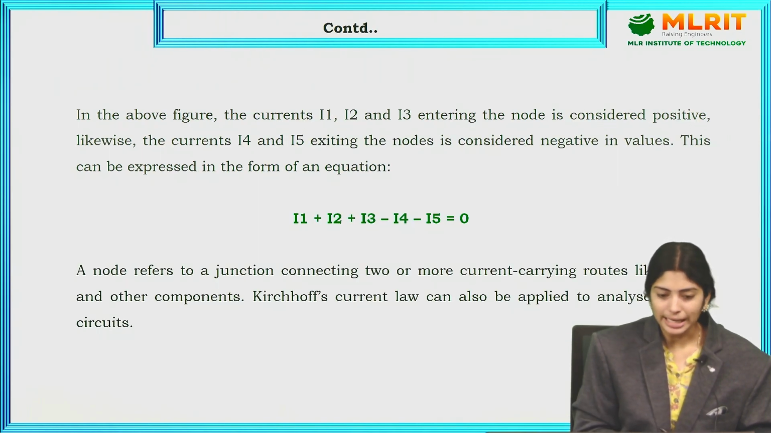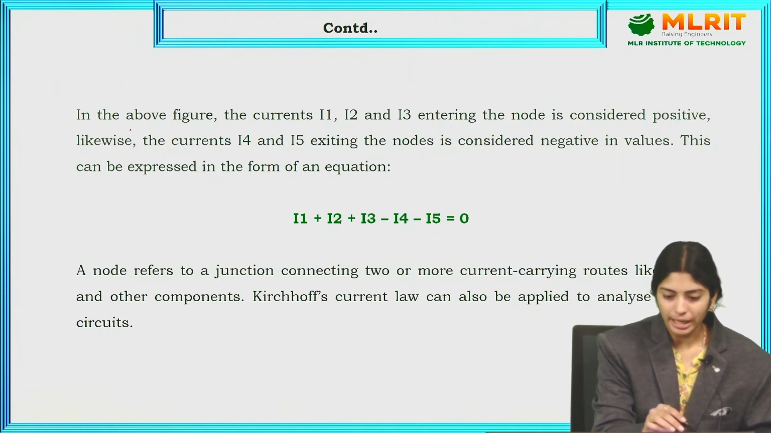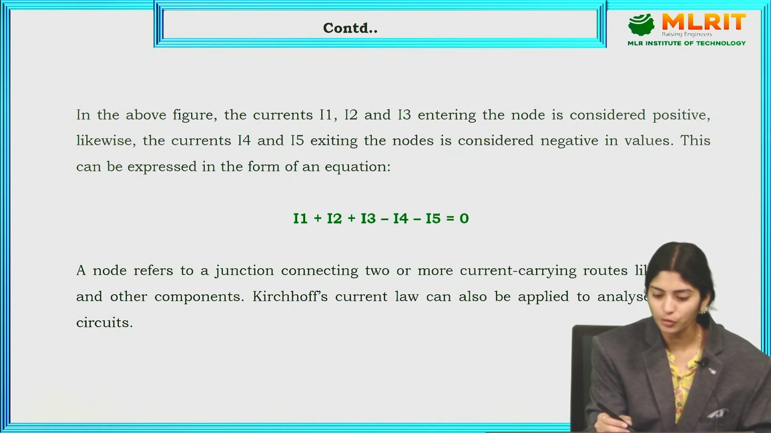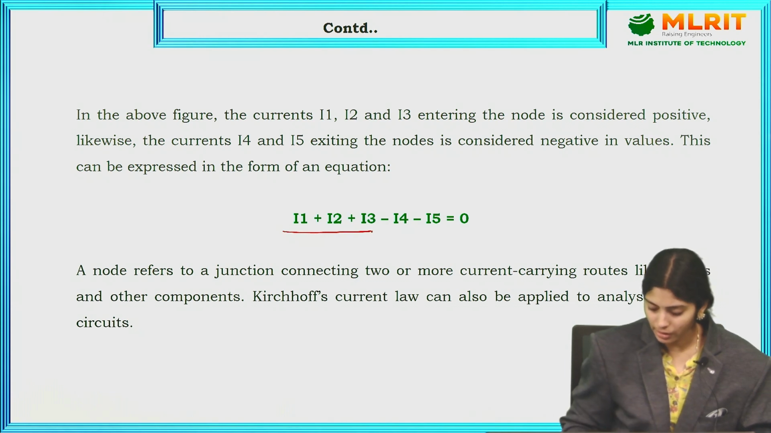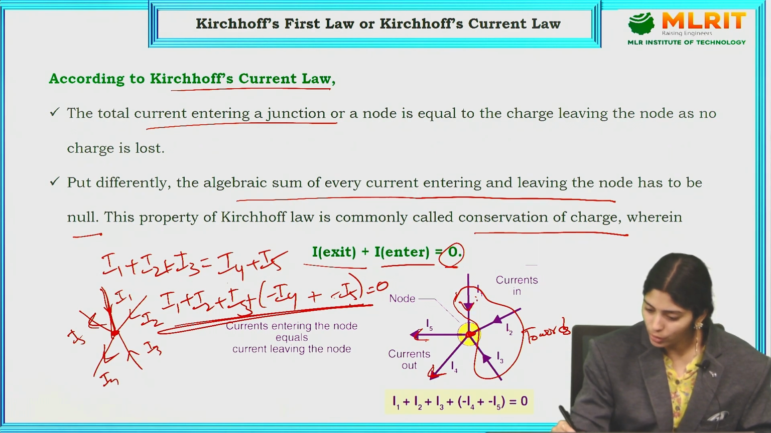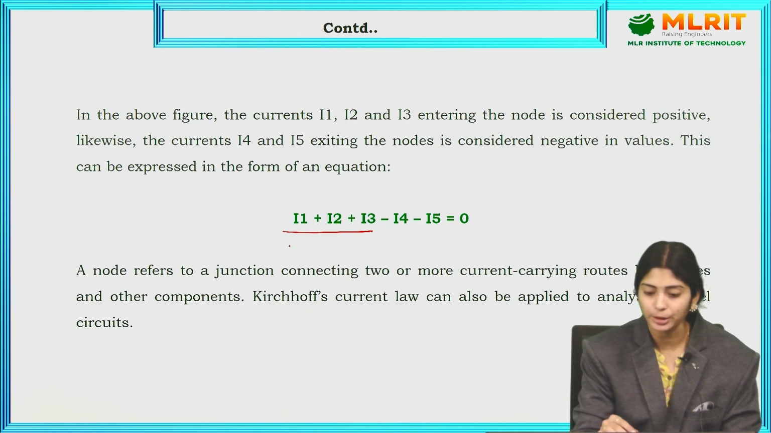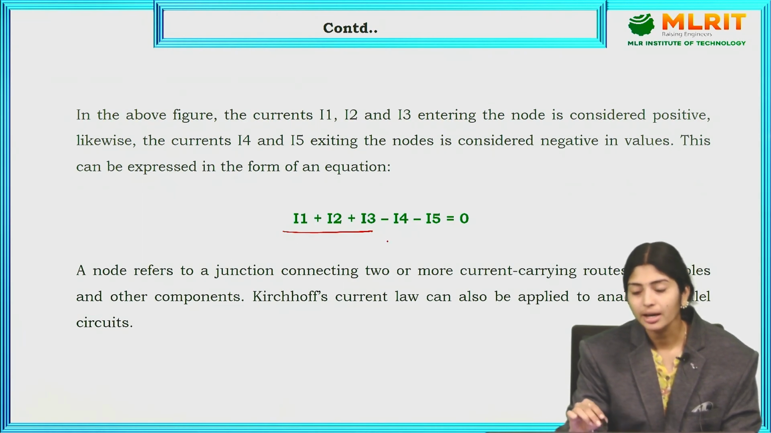The same I had represented here. In the above figure, the currents I1, I2 and I3 are considered positive and the remaining I4 and I5 are negative. For the positive ones, I had written positive. Positive ones mean entering the node. So I1, I2 and I3 are entering. These three I had added, minus I4 minus I5 is equal to 0.